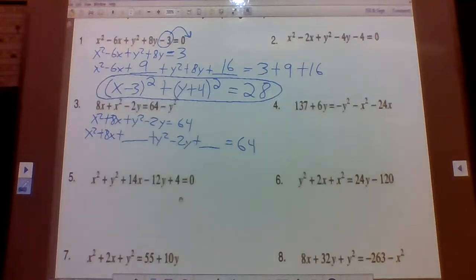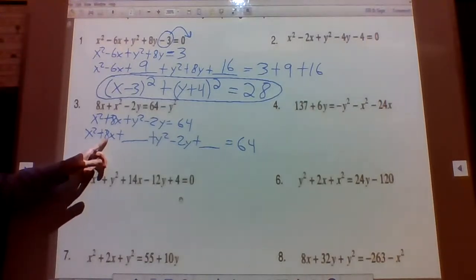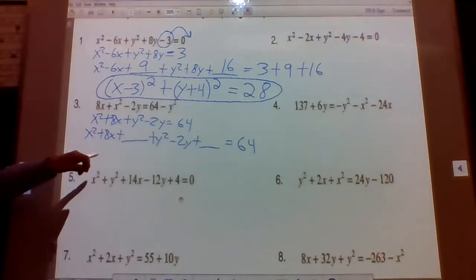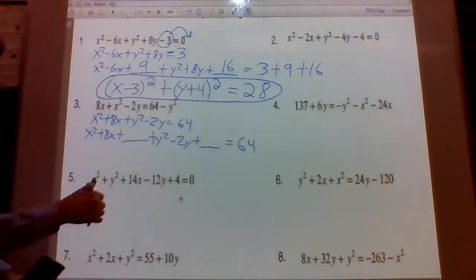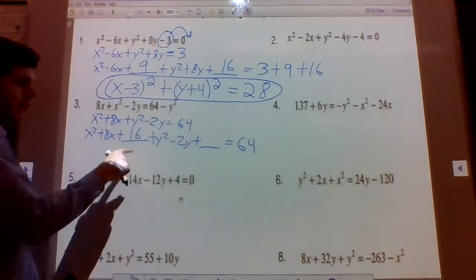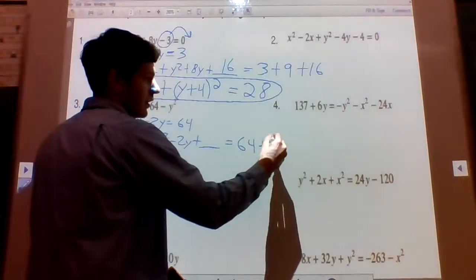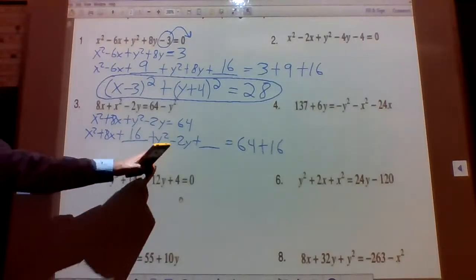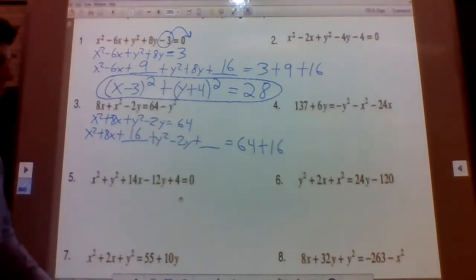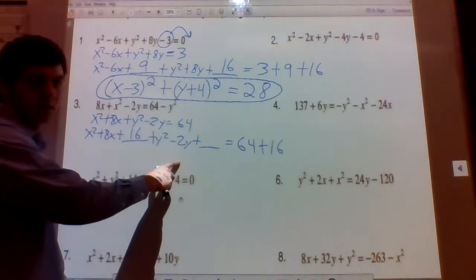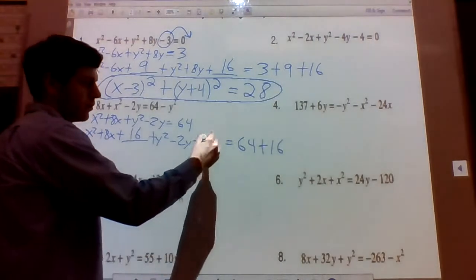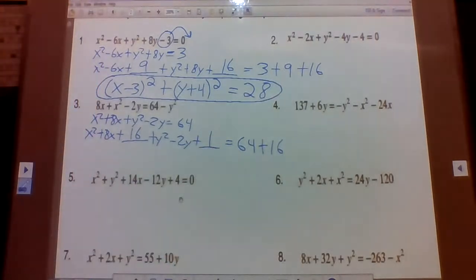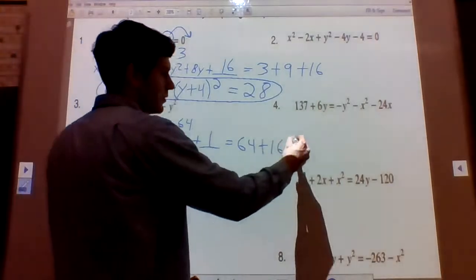To do that, again, we take the number before the x, that's 8, divided by 2. 8 divided by 2 is 4. 4 squared is 16. So if we add 16 to this side, we have to add 16 to that side. Here, we have -2. We divide -2 by 2. That's -1. 1 squared is 1. If we add 1 to this side, we have to add 1 to the other side.